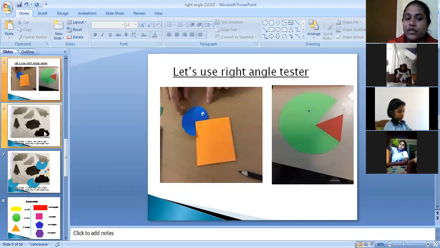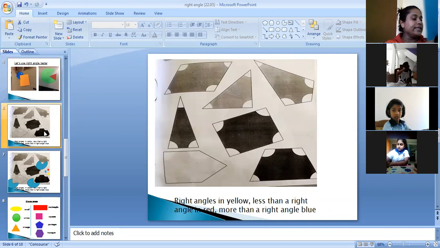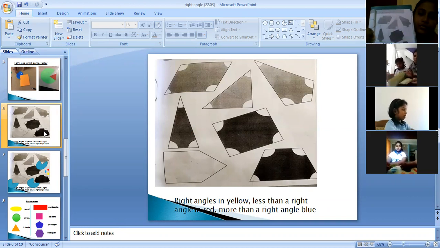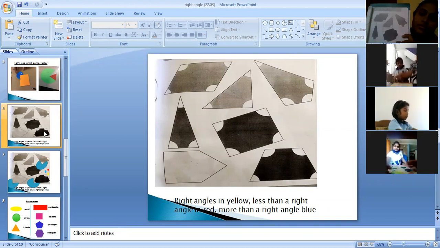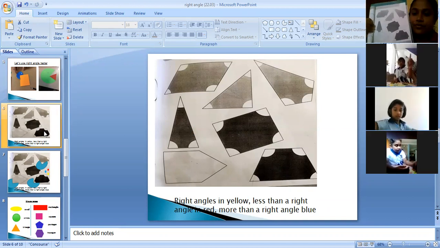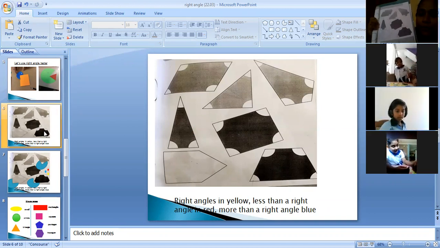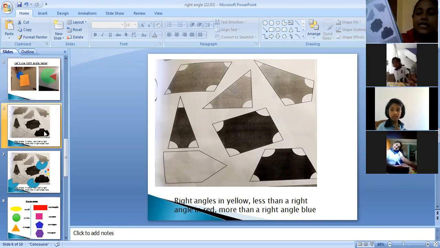Let's see how we do it. Take out your mathematics workbook 1 and turn to page number 22. The page that I have shown you. And now I am going to explain the way how we are going to use this. Page number 22.